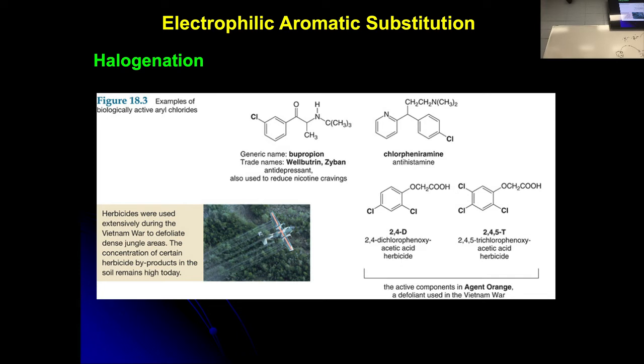You'll also see this herbicide, 2,4-dichlorophenoxyacetic acid, and this 2,4,5-trichlorophenoxyacetic acid. This mixture is known as Agent Orange. Okay? If you've done any studying of the Vietnam War, you know we were fighting guerrilla warfare in the jungle. Kind of hard to see the enemy with all the foliage.